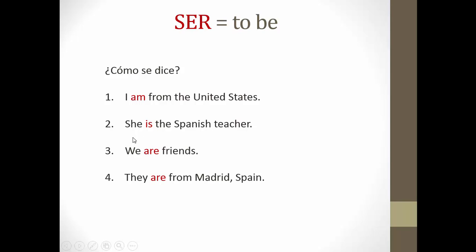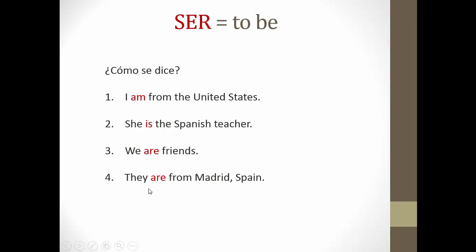Look at dos. She is the Spanish teacher. You know, she is ella. Es would be the correct form of the verb. Ella es. And then the Spanish teacher, because she's a girl, would be la maestra de español. So ella es la maestra de español. Let's look at número tres. We are friends. Let's go with nosotros for we, somos for are, and amigos are friends.